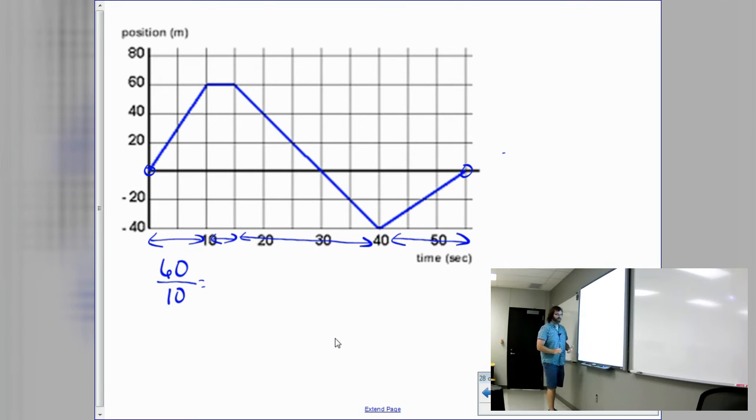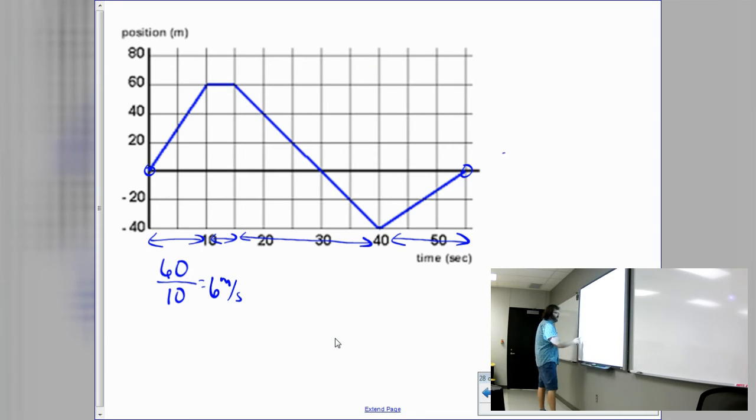So, what that would tell me is it has an average velocity of 6 meters per second in the positive direction. Probably, let's just say to the right. Okay. So, again, that gives me a good understanding of what was happening during that first time period.